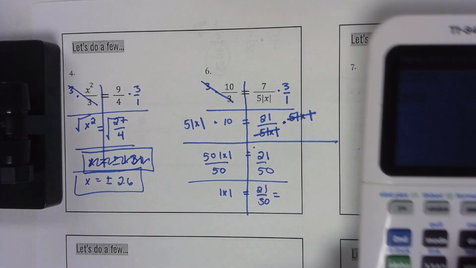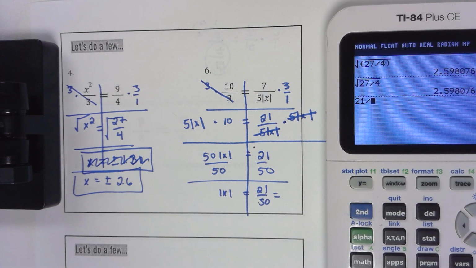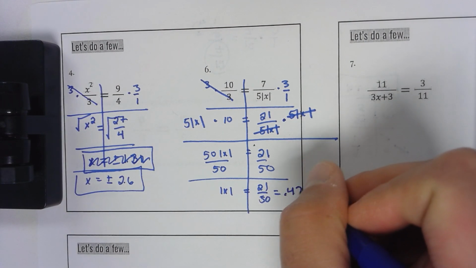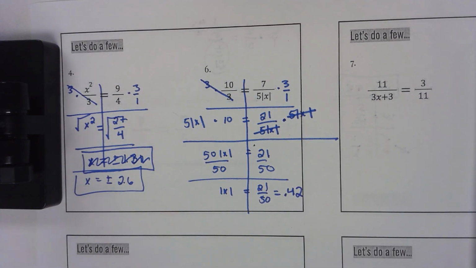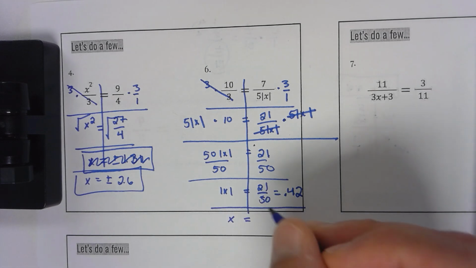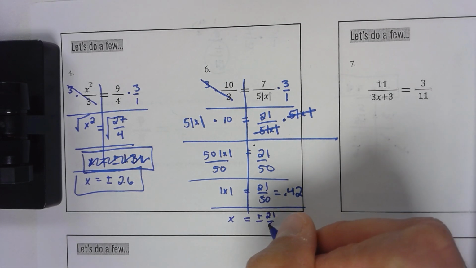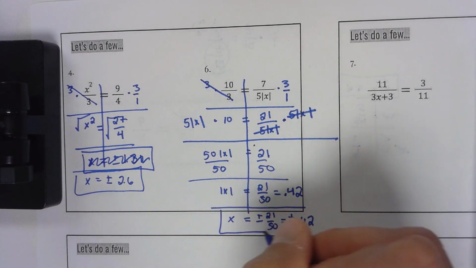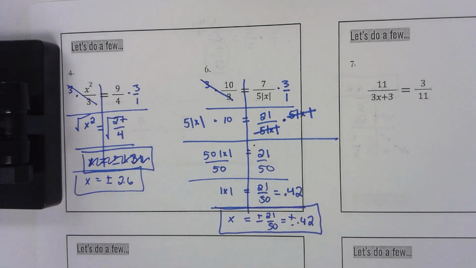Where 21 over 50 as a decimal is 0.42. It actually works out fairly nice. I guess that makes sense. Okay, so then our solutions, we're not done. I still have absolute value of x, so x needs to equal plus or minus 21 over 50 or plus or minus 0.42. Again, both values are perfectly okay with me there. Any questions there?